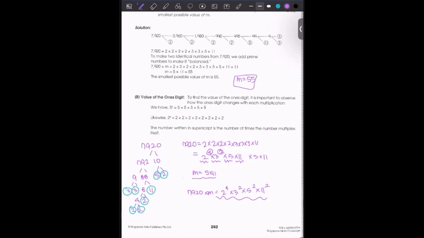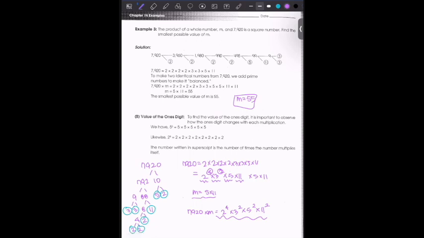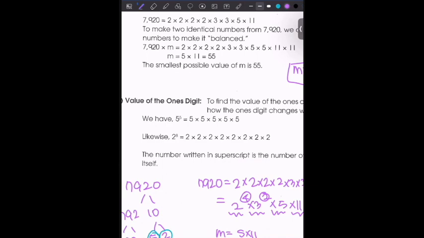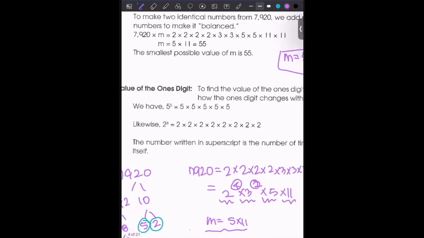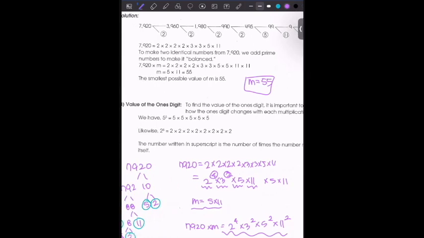Now we're going to look at values of the ones digit. And to find the value of the ones digit, it's important to observe how the ones digit changes with each multiplication. And so we have 5 to the power of 5, which is multiplying 5 five times. And for 2 to the power of 8, we're multiplying 2 eight times. And the number written in the superscript is the number of times the number multiplies itself. That is what we call exponents.